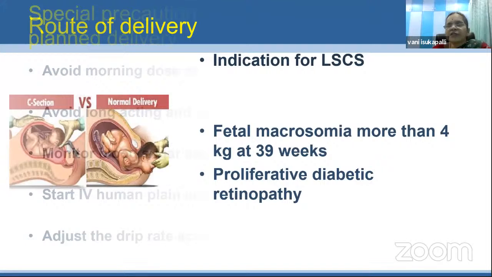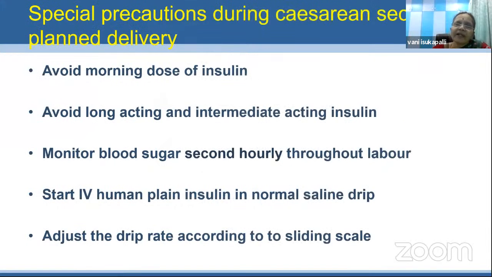Then there are certain precautions which have to be taken for a planned delivery, either a C-section or labor. Avoiding the morning dose of insulin, avoiding long-acting and intermediate-acting insulins, monitoring blood glucose very frequently, as frequently as every 2 hours throughout the labor, starting on plain short-acting insulin in a normal saline drip, and adjusting the drip rate according to the insulin sliding scale.